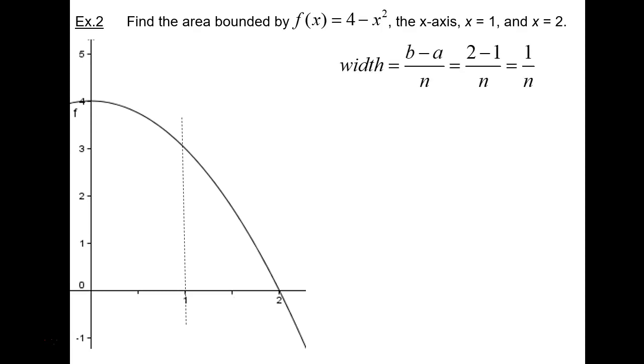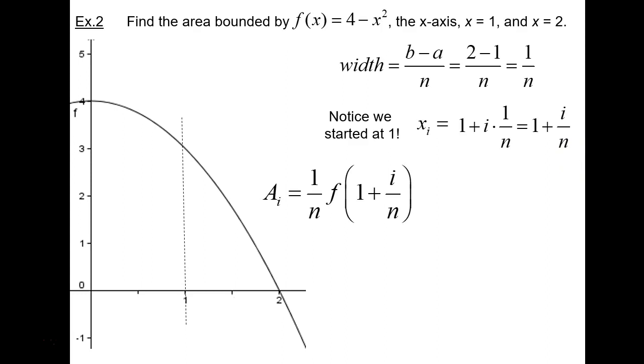So b minus a over n is 2 minus 1 over n, which gives us 1 over n for the width. Now what is x sub i? x sub i is a plus, look at your steps that you wrote down, a plus i times the width. Well, a this time is not 0, it's 1. So it's going to be 1 plus i times the width, 1 over n. So 1 plus i over n if we simplify that.